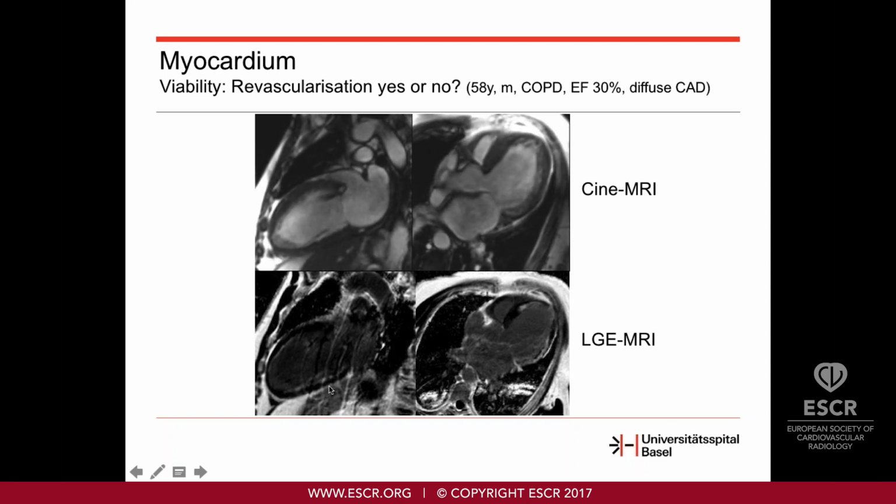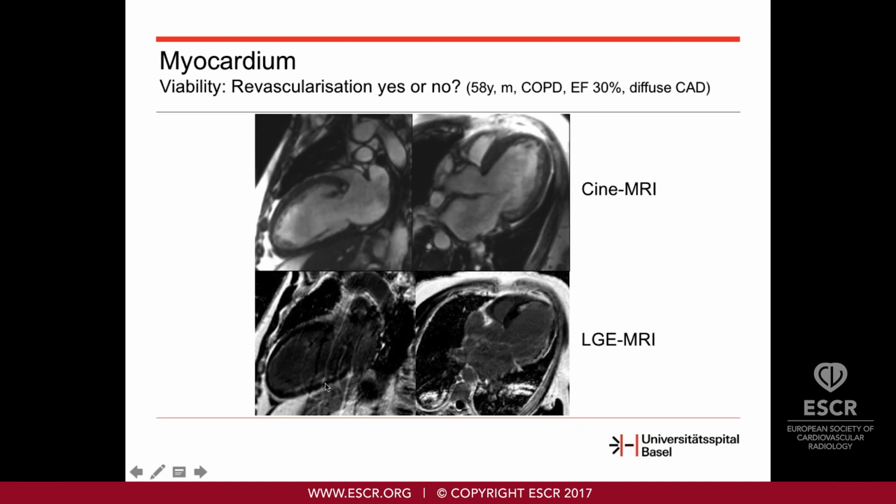So here we have a hypokinesia in the inferior wall that you can appreciate here. And we also have hypokinesia in the lateral wall. This is information we can obtain from cine MRI, from echocardiography, and from other modalities. And so we see here's hypokinesia, but we cannot really say, is there still viable myocardium that will benefit? Is there viable myocardium that can benefit from bypass surgery?